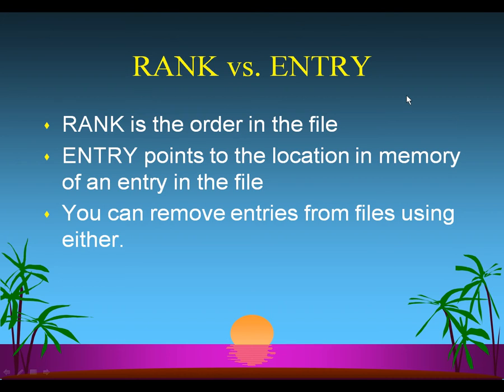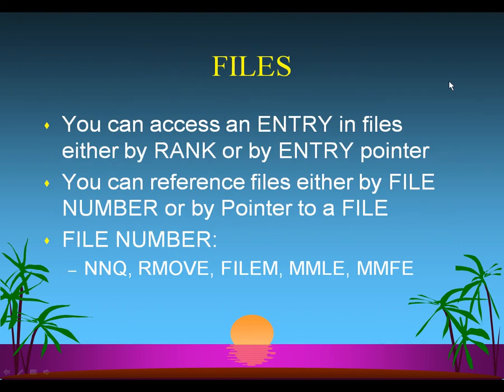Another concept that's important to get straight in your mind is the difference between rank and entry. Rank is the order in the file. So if rank is 1, it's the first item stored in a file. Entry points to the location in memory where the entry in the file is stored, as opposed to its rank. You can remove entries from files using either of these methods, either rank, which is just its rank number, or a direct pointer to the entry in the file. You can access an entry in files either by rank or entry pointer.